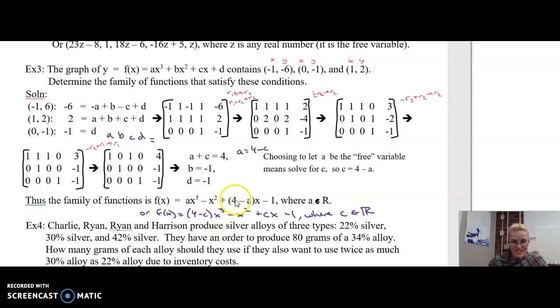What's the difference between this and this? Again, the only thing that is relating is this coefficient and this coefficient, they both sum up to 4. So either you're going to let A be the free variable, which is preferred because we like having a single number here in front of x cubed, or if you solve for here, then C is your free variable. And it's the same family, even though they look slightly different. All right, let's look at a few more examples.